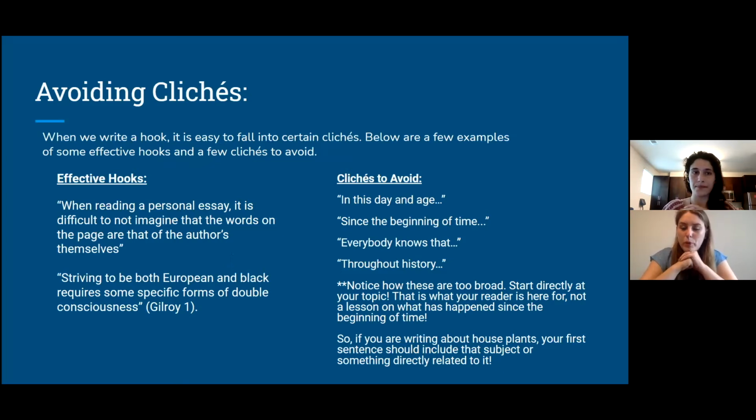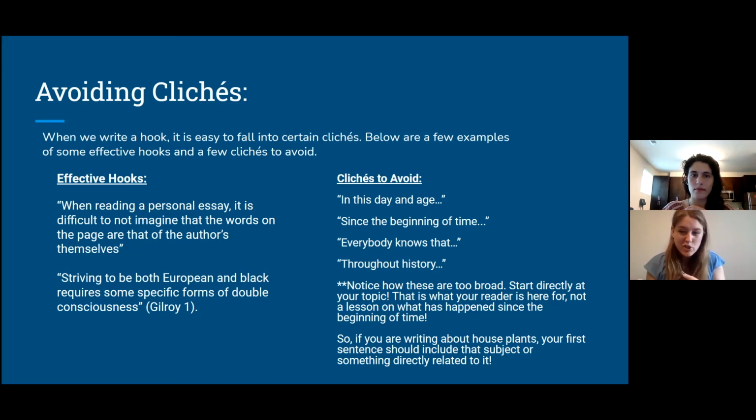So one thing that's important with the hook is to avoid cliches. As writers, it's super easy to fall into certain cliches. It's sort of just how we think. Here are some examples of some effective hooks and some cliches to avoid. So the effective hooks would be, when reading a personal essay, it is difficult to not imagine that the words on the page are that of the authors themselves. So this is very specific. I can tell that this is going to be some kind of personal statement. It's already introducing me as a reader to the topic. And the next one is a quote, right? So I can tell that that's probably what the paper is going to be about. These are maybe some concepts that we're going to be working with.